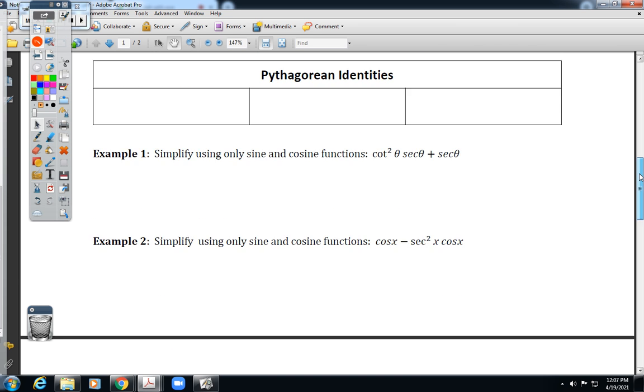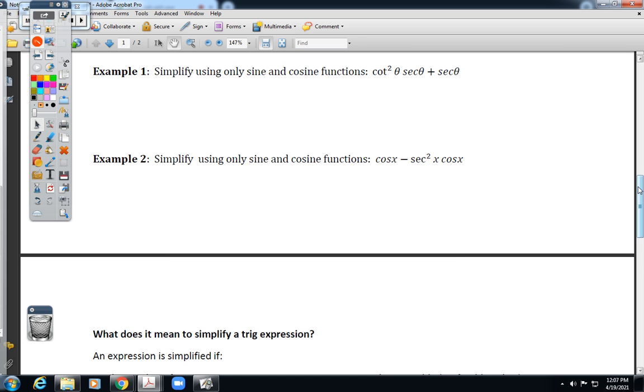First thing we've got to be able to do is simplify. So here's a couple examples of, we're going to take these expressions, rewrite them only in terms of sine and cosine, using those reciprocal and quotient identities, and simplify them down as much as we possibly can. So in example 1, we have cotangent squared times secant plus secant.